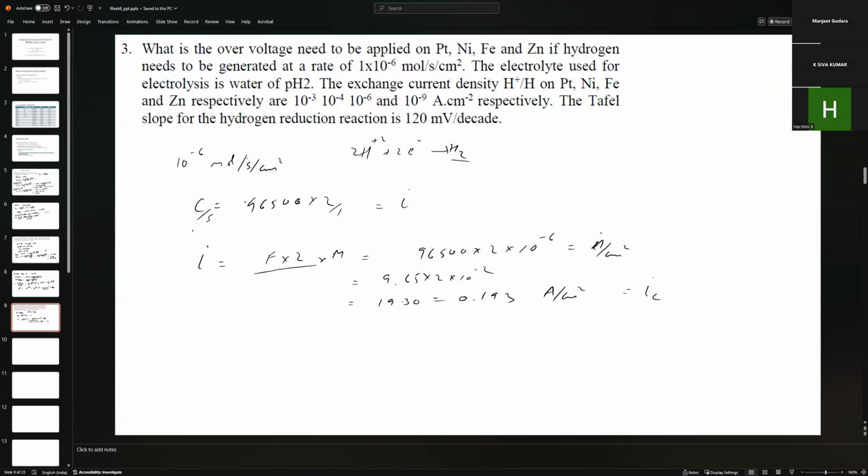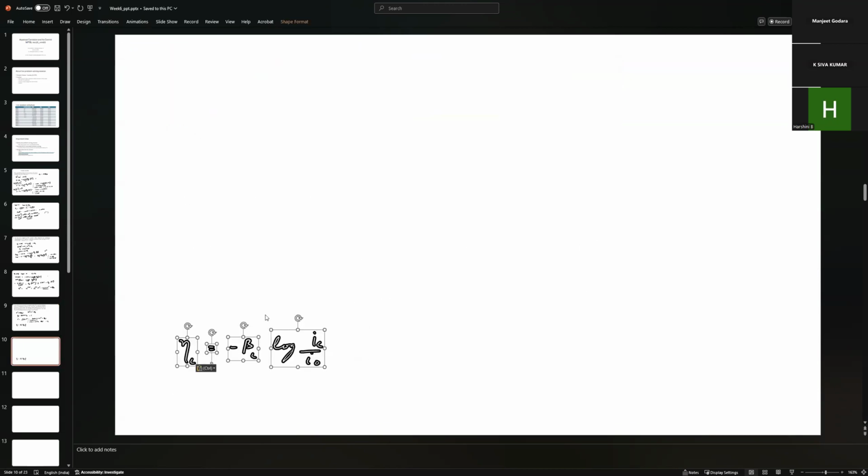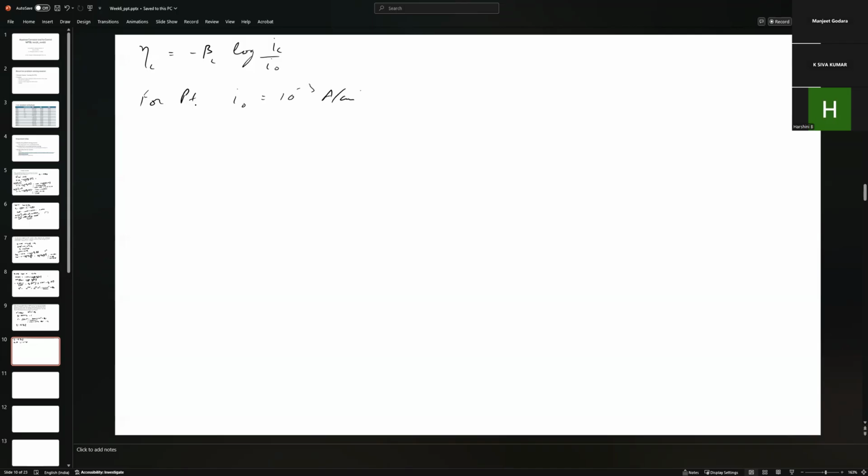Now for the cathodic reaction, you can write the Tafel equation for cathodic: minus beta C log of I cathodic divided by I naught. This is a Tafel equation, and that equation for platinum. We are given the exchange current density for the reduction is 10 to the power minus 3 amps per centimeter square. The overpotential is given 0.12 volts.